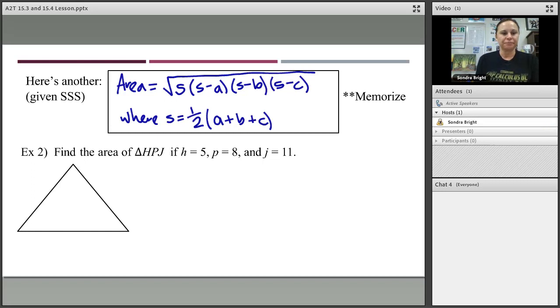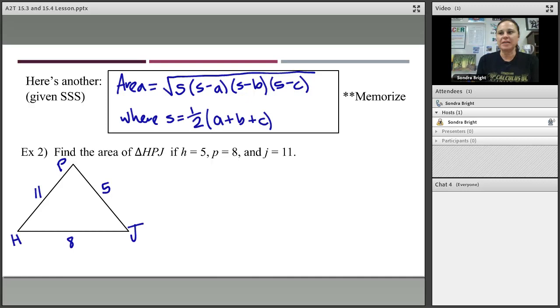So now, let's look at example 2. We're going to find the area of triangle HPJ. So if I call this H, and that one P, and this one J, and they give me that side H is 5, that would be this guy, side P is 8, and side J is 11. Again, I like to draw the triangle each time, just to make it to where I've got something to look at.